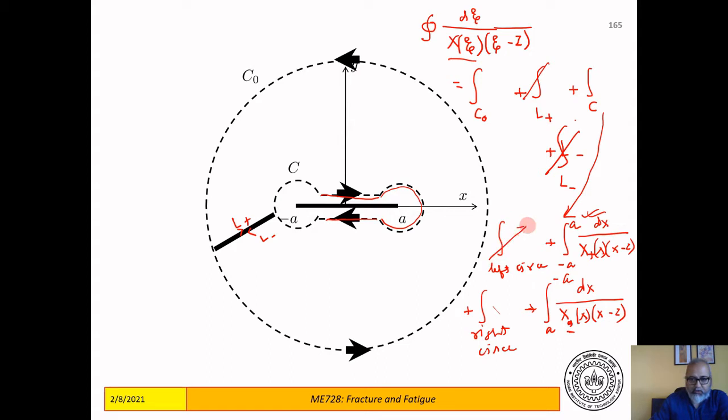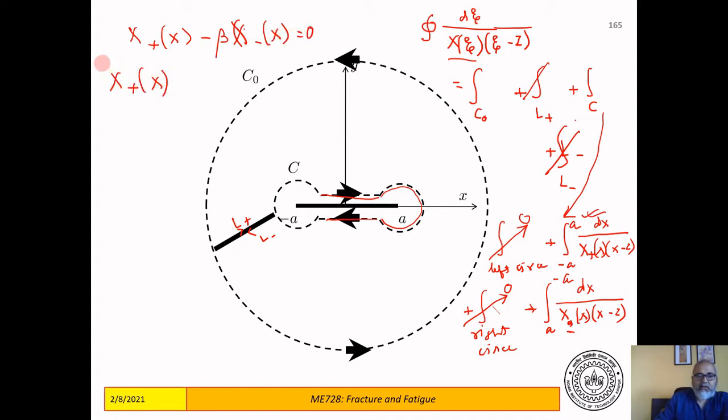we state without proof that these two integrals will also go to 0. So we'll be left with this and this. But remember, X is a solution to a homogeneous Hilbert problem. So X plus(x) minus beta X minus(x) is equal to 0, which means 1 by beta X plus(x) is equal to X minus(x). Substitute that here, so I can convert it into X plus(x) and put a beta here.